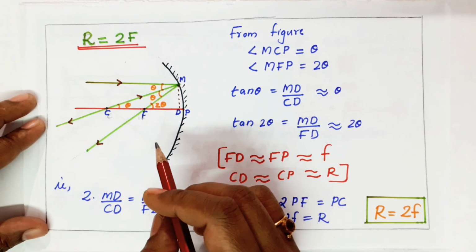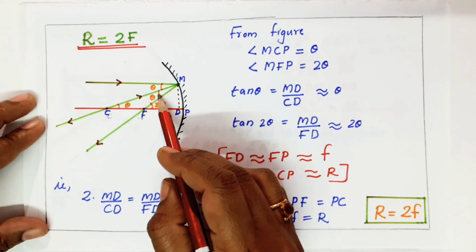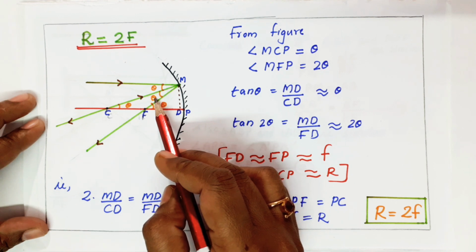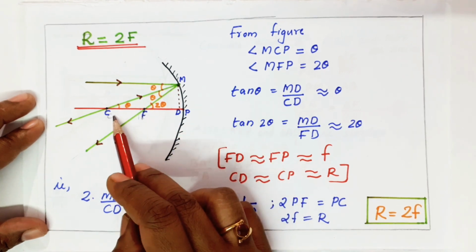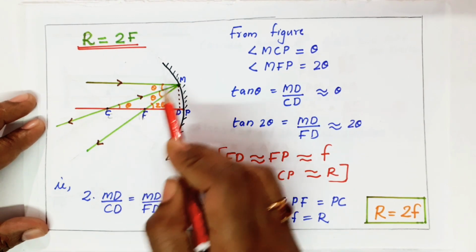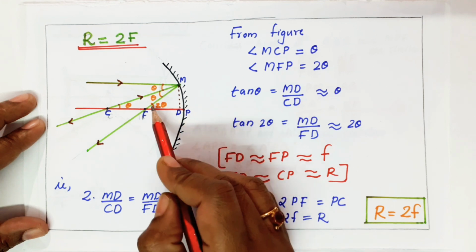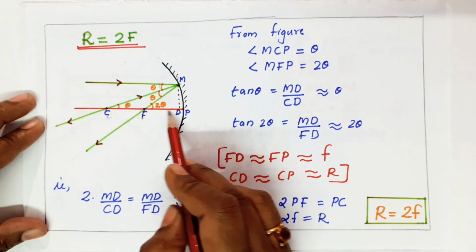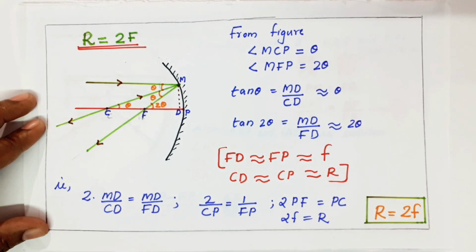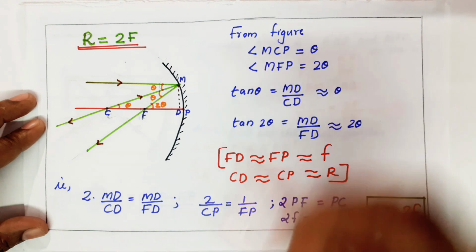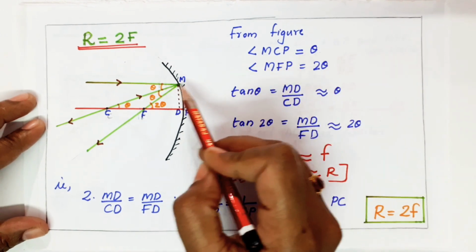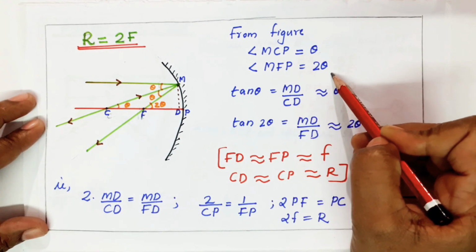So we learn in the laws of reflection, angle of incidence is equal to angle of reflection. So this is theta, and this also is theta. According to the alternate interior angle concept, as this is theta, this also will be theta. Another one, if this full angle is 2 theta, this also will be 2 theta because these two lines are parallel. This line is parallel to our principal axis. So first, I have written the angles only. Angle MCP we are writing as theta and angle MFD as 2 theta.